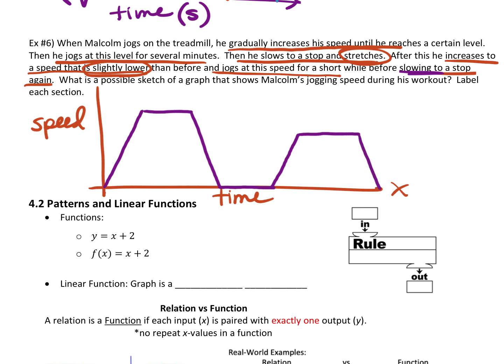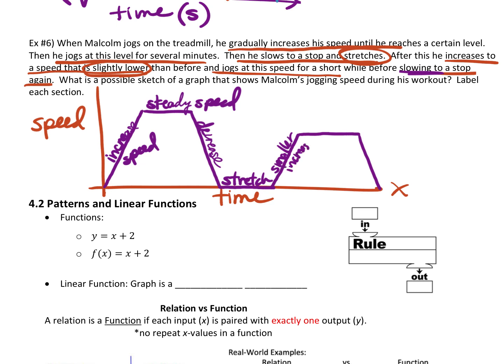Right? So if we were going to label that, we would say he's going to increase his speed. This is going to be a steady speed. This is decrease his speed. This is where he's stretching. This is a smaller increase. A steady speed. And then slow to a stop.